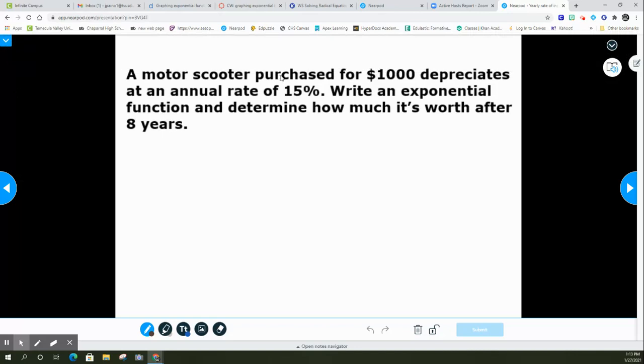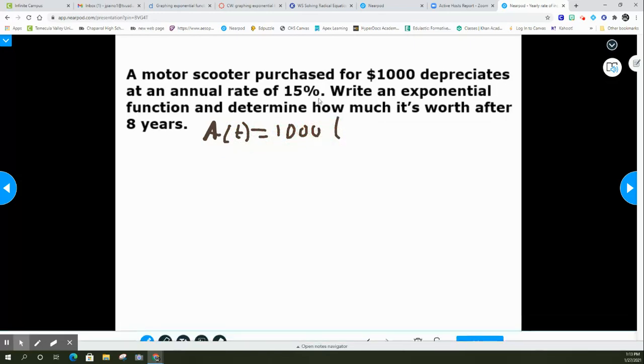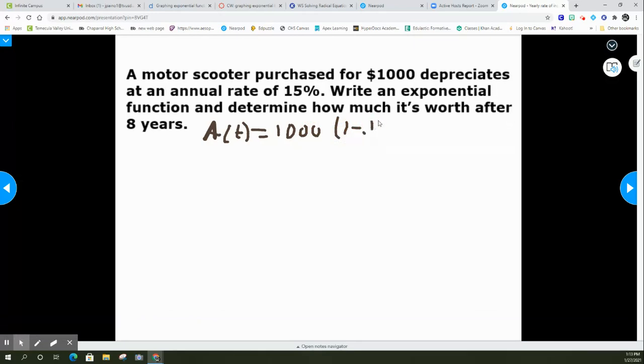It says a motor scooter was purchased for $1,000 and depreciates at an annual rate of 15%. Write an exponential function to determine how much it's worth after 8 years. So just go ahead and plug everything in here. A of t equals the initial value of our scooter. It's going to go down 15% every year, raised to t years, and we want to know what A of 8 is. After 8 years, what is the value of our motor scooter?